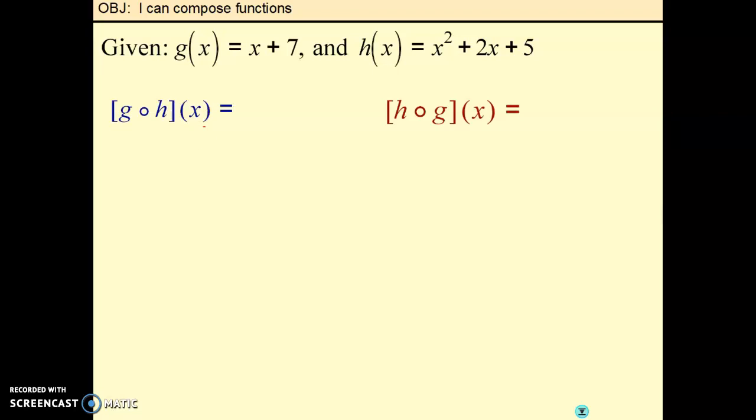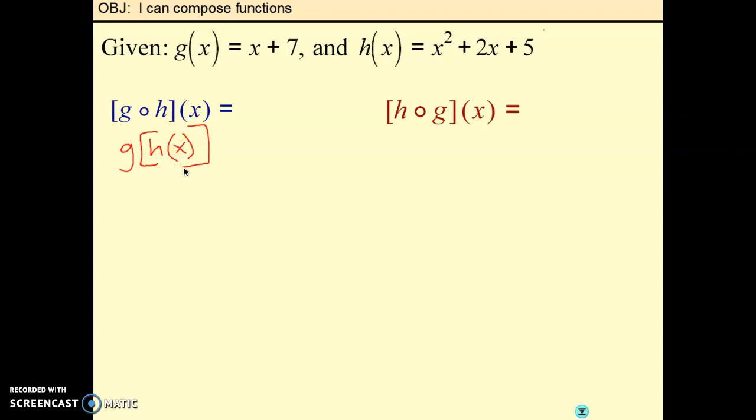I'm going to take h of x, so I don't really have anything to plug in, and I'm going to plug that into g. So another way of thinking about it, I'm going to take h of x, or I can rewrite it like I rewrote them yesterday.